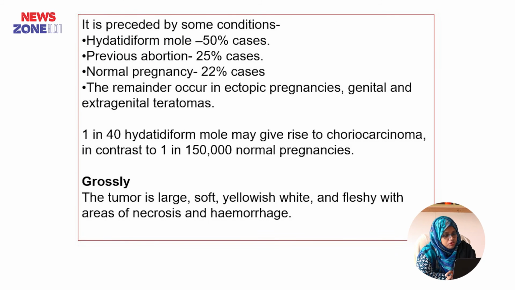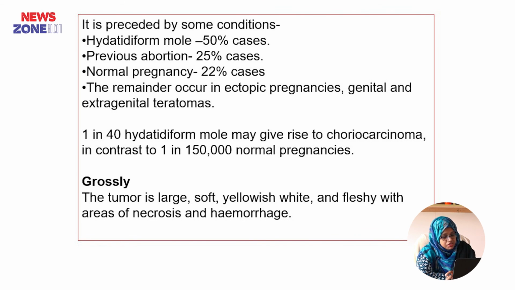It is preceded by some conditions. In hydatidiform mole, there is a chance in 50% of the cases. If the patient has a previous abortion, it is 25% of the cases. In case of normal pregnancy, there is a chance of 22% of the cases, and the remainder occurs in ectopic pregnancy, genital and extragenital teratoma. 1 in 40 hydatidiform moles may give rise to choriocarcinoma, in contrast to 1 in 150,000 normal pregnancies.